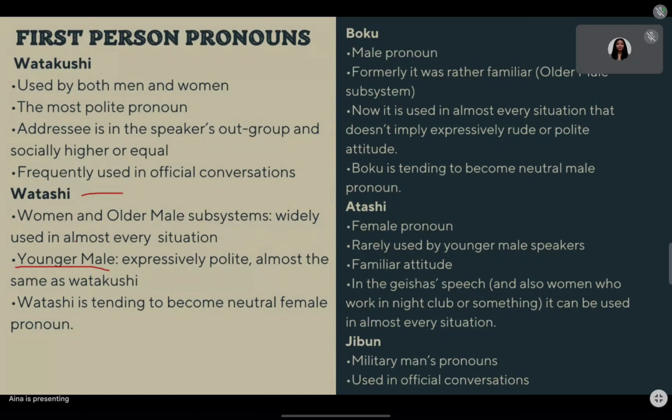And then atashi, we have the last one is atashi, female pronoun. Rarely used by younger male speaker. Familiar attitude and in the geisha speech. Do you remember what is geisha? Ano yung geishas nga? Geisha?